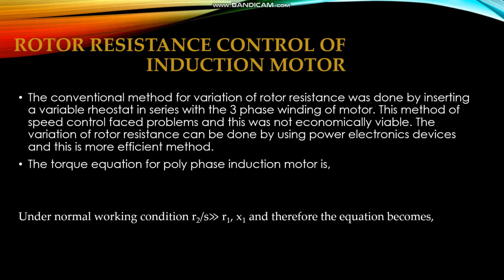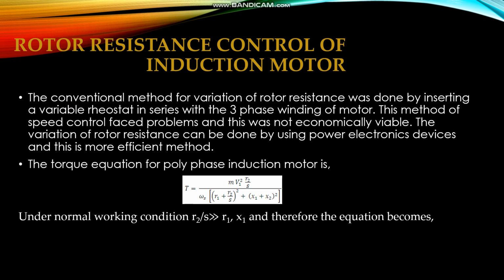Rotor resistance control of the induction motor. The conventional method for variation of the rotor resistance was done by inserting a variable rheostat in series with the three-phase winding of the motor. This method of speed control faced problems and is not economically viable. The variation of the rotor resistance can be done by using power electronic devices, and this is a more efficient method.